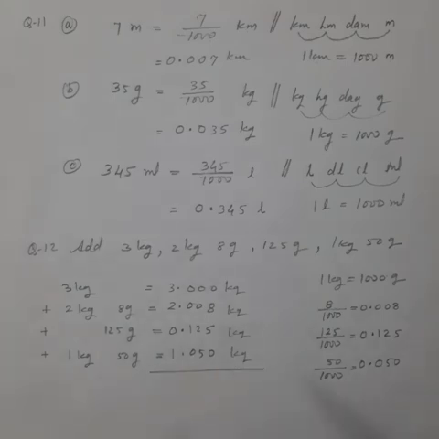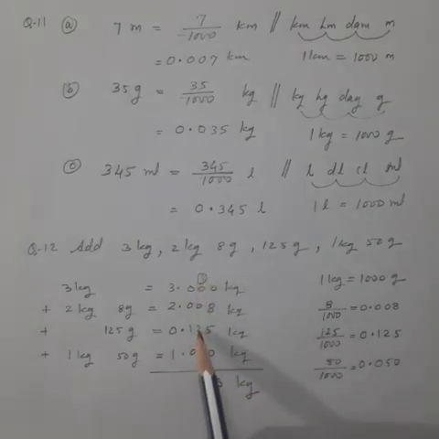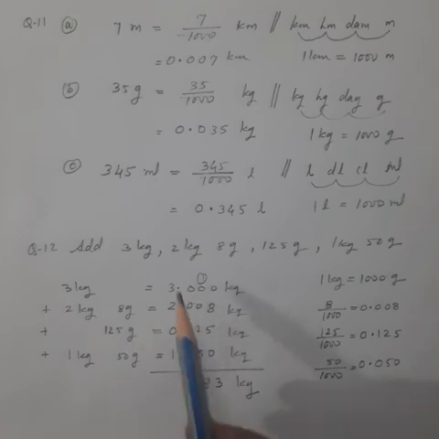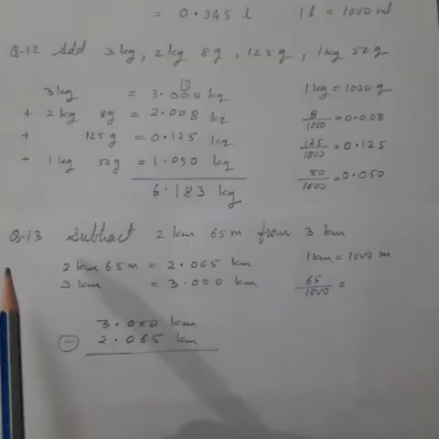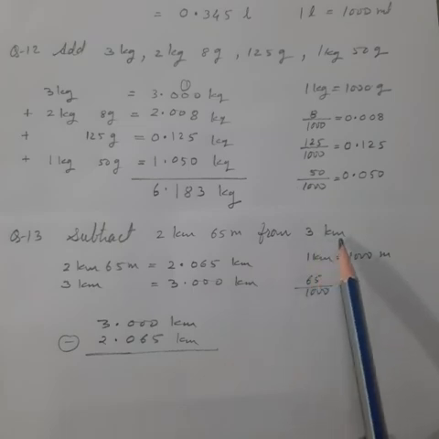Now add. Units are the same, kg. So the answer also is in kg. 8 plus 5 is 13. 1 carried. 1 plus 2, 3. 3 plus 5, 8. 0 plus 0 plus 1 plus 0, 1. Point below the point. 3 plus 2, 5 plus 1, 6. So the answer is 6.183 kg.